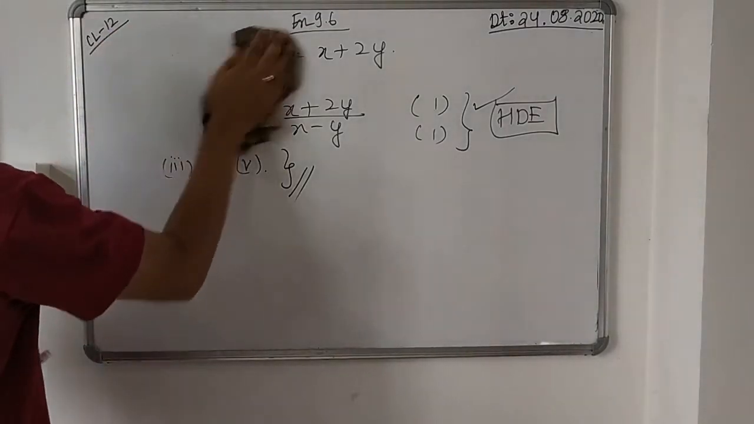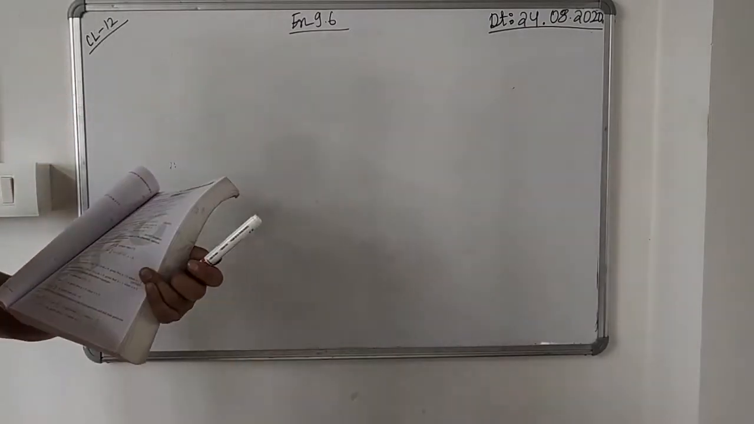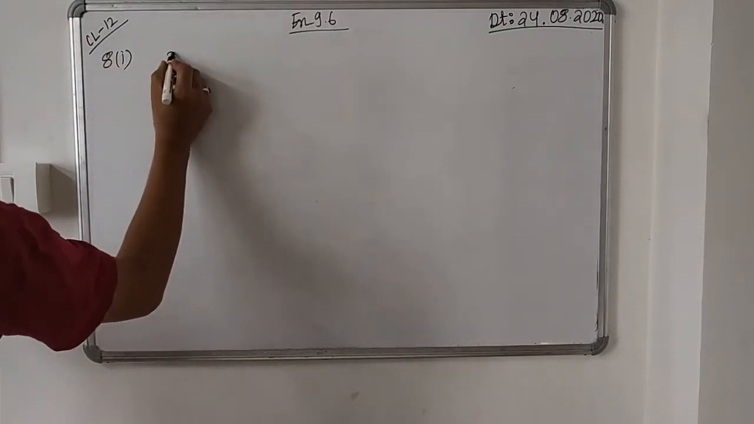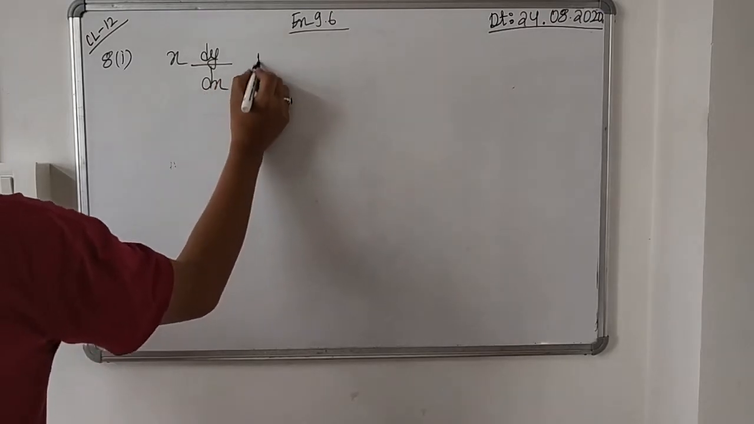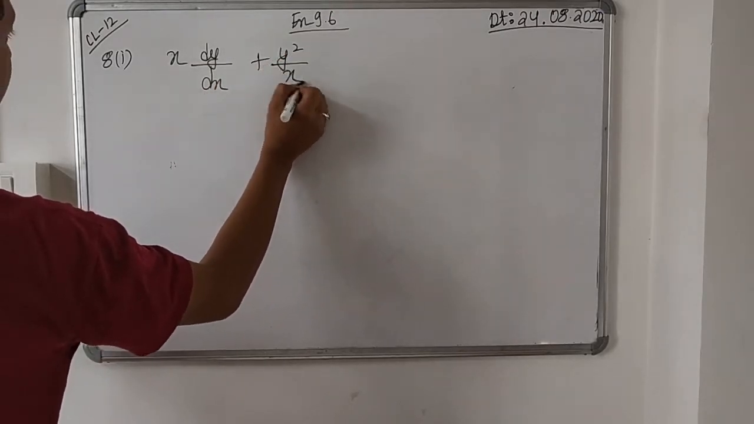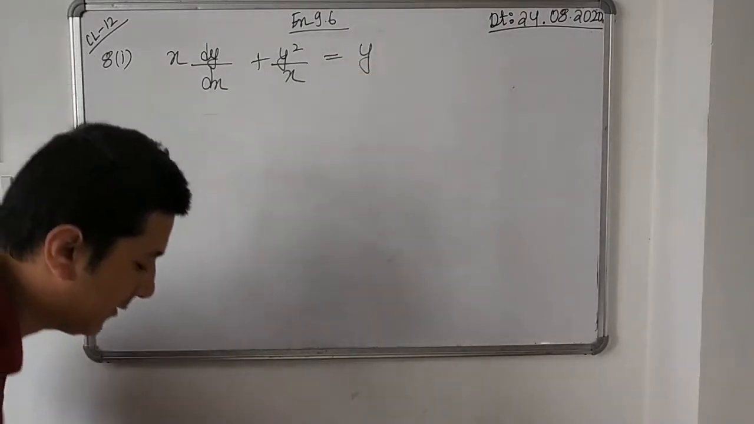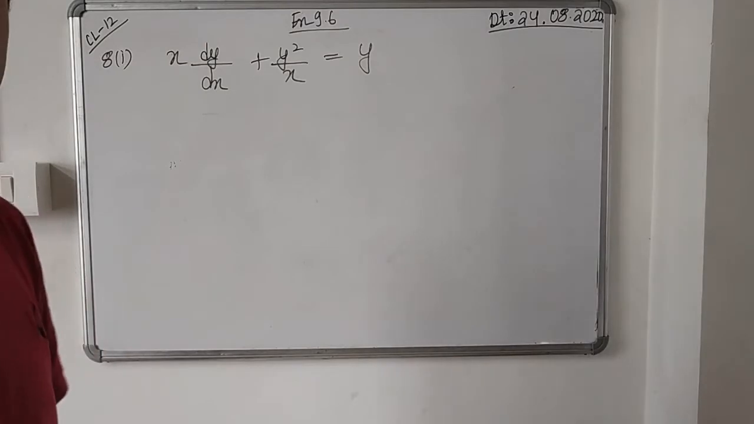We move to question number 8. In question number 8, the question is: solve the following differential equation. Question number 8 part 1 is x into dy by dx plus y square by x is equal to y. Let us first simplify this differential equation and also check whether it is an HDE or not.